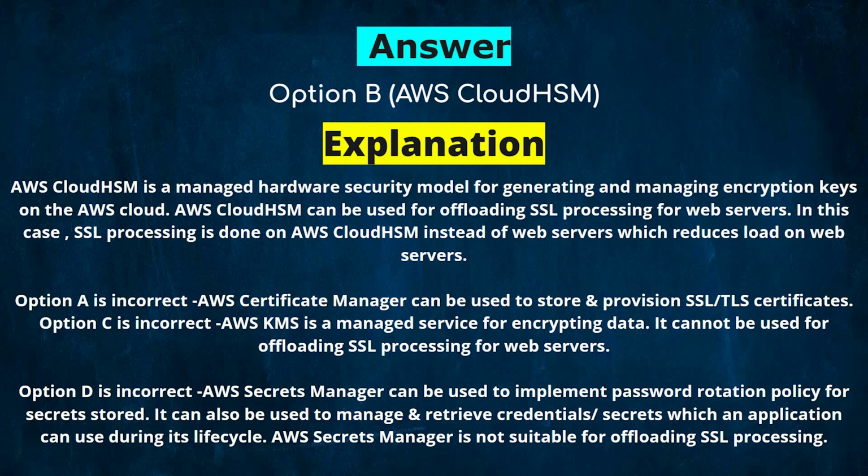AWS Certificate Manager can be used to store and provision SSL or TLS certificates. Option C is incorrect. AWS KMS is a managed service for encrypting data. It cannot be used for offloading SSL processing for web servers. Option D is incorrect. AWS Secrets Manager can be used to implement password rotation policy for secrets stored. It can also be used to manage and retrieve credentials or secrets which an application can use during its life cycle. AWS Secrets Manager is not suitable for offloading SSL processing.